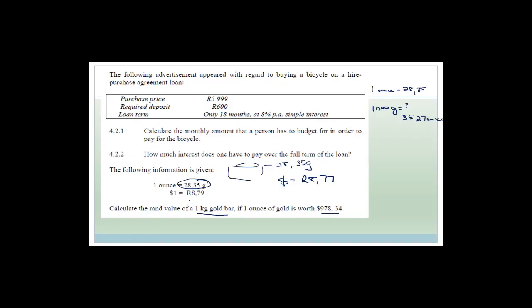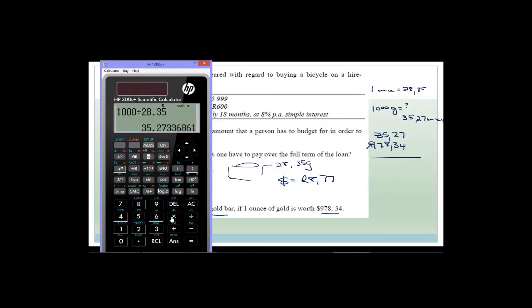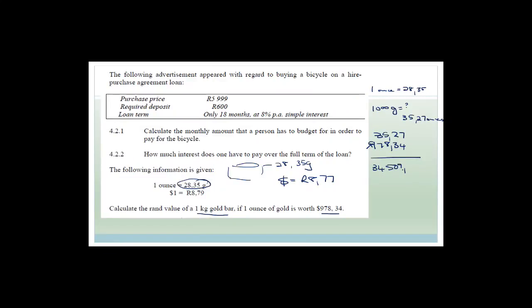We know that 1 ounce of gold is $978.34. So therefore, if I've got 35.27 ounces, I can multiply it by this to get the actual value of 1 kilogram. So therefore we can say 35.27 multiplied by $978.34. Okay, so let's do that. So that is 35.27 multiplied by 978.34 equals, sure, that is $34,509.35. Okay, that's still dollars.